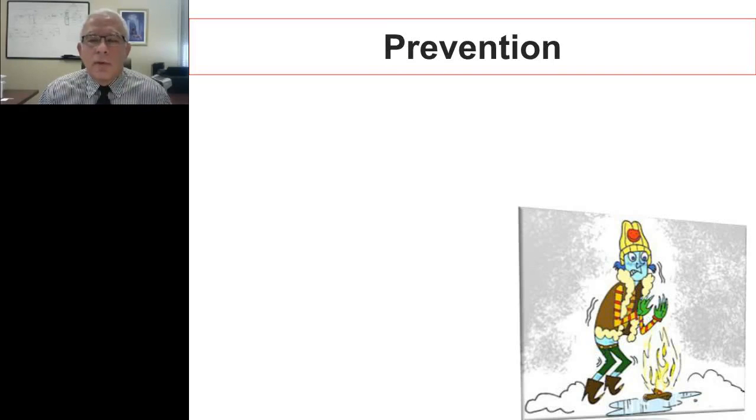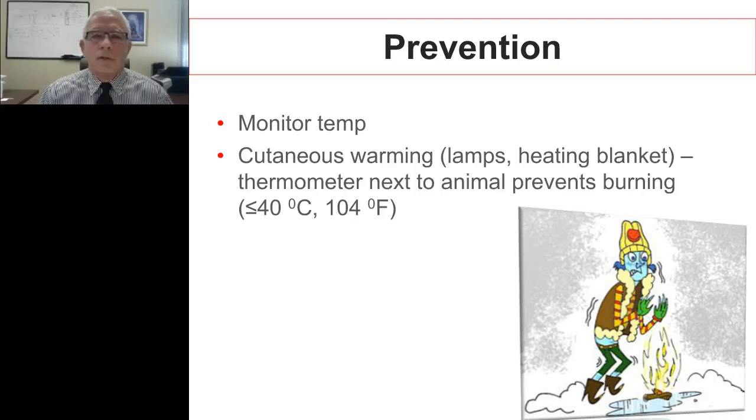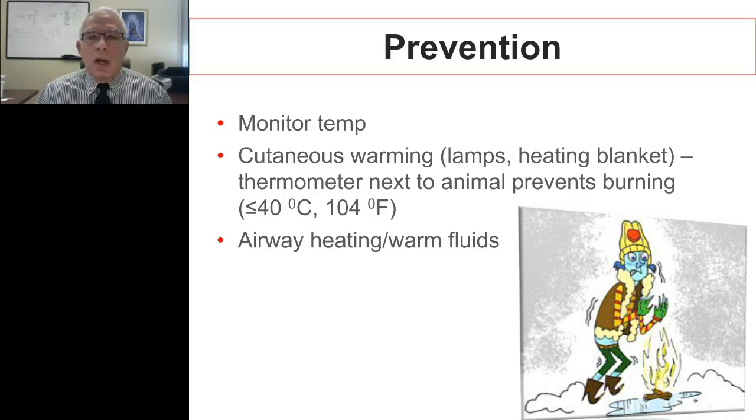So, prevention. How do we prevent it? Well, we should all be monitoring the temperature in our animals when they're undergoing surgery or an anesthetic episode. Don't forget about cutaneous warming. Be careful with heating lamps. They can be dangerous. You can kill an animal with the lamps if you don't have a thermometer next to it and you're not monitoring that. But heating blankets work well. Make sure that you're not overheating your animals. And airway heating is not a bad thing to do.